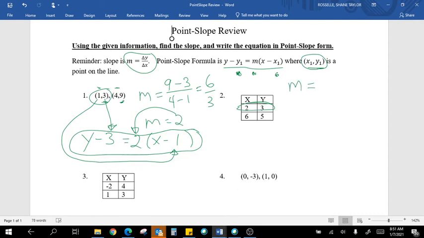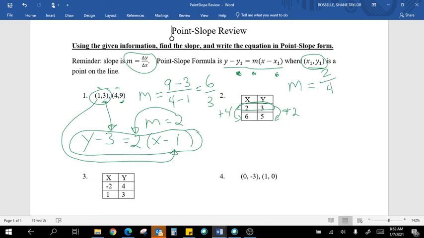So I'm going to say m is going to be the change in the y values. Going from 3 to 5, I added 2. Now the change in the x values, going from 2 to 6, I added 4. So just always remember, the change in the y values goes on top. The change in the y values is 2. And on the bottom it's going to be the change in the x values. The x values is 4.